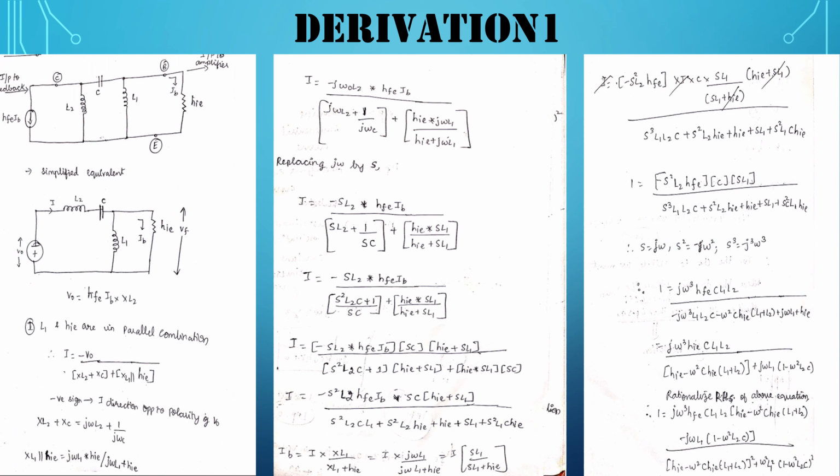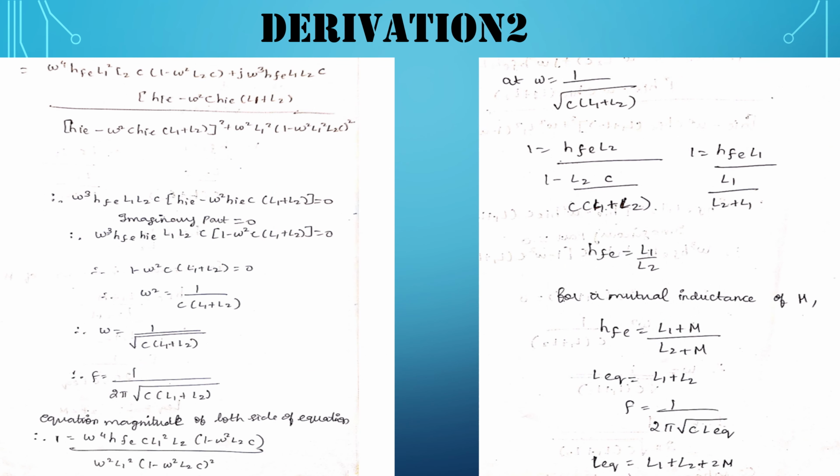So this is the derivation of the frequency of oscillation of the Hartley oscillator. Here basically you would have to find the current flowing through the circuit using the current divider formula and substitute the values. Here the direction of current is opposite to the polarity of the voltage supply source, so you would have to put a negative sign. After substituting, you would find the frequency of oscillation as 1 by 2 pi root over C L equivalent. Here L equivalent is equal to L1 plus L2 plus 2M.